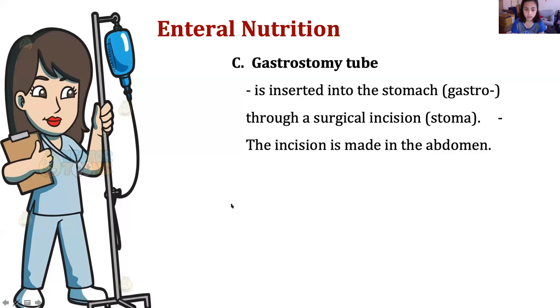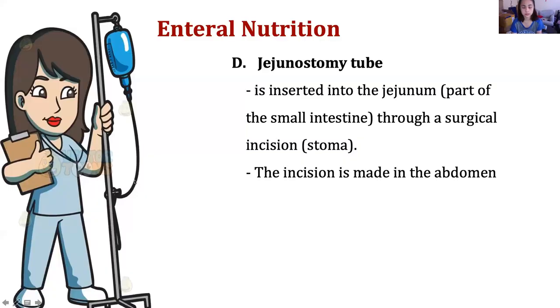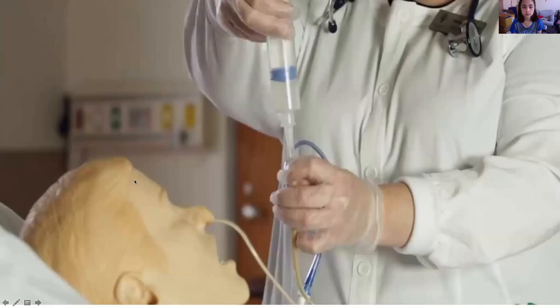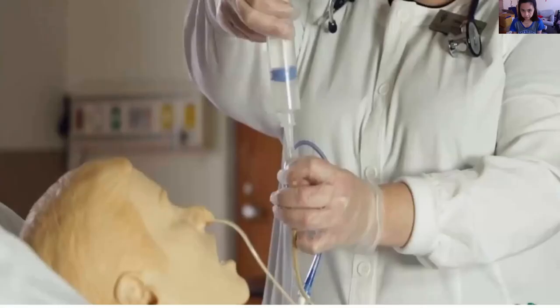What are the types of enteral nutrition we are using in the hospital? First, the NGT, or nasogastric tube. A nasogastric tube is inserted through the nose, down the throat, and into the stomach. That's why it's nasogastric. Naso means nose, and gastric means stomach. So it goes from the nose to your stomach, okay? This is the picture of how they are feeding the patient through NGT.